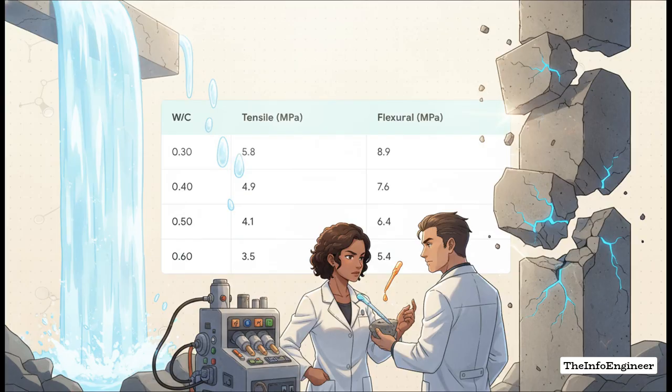Moving from a ratio of 0.30 to just 0.40 causes the flexural strength to drop from 8.9 right down to 7.6 megapascals. And by the time you hit a 0.60 ratio, your strength has just plummeted all the way down to 5.4. I mean, literally every single drop of excess water matters here. And that's why performance-based design mixes are so critical. They allow engineers to lock this ratio in perfectly, usually with the help of some modern superplasticizers.